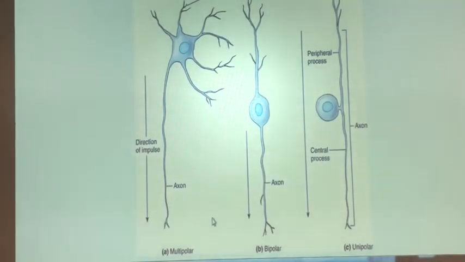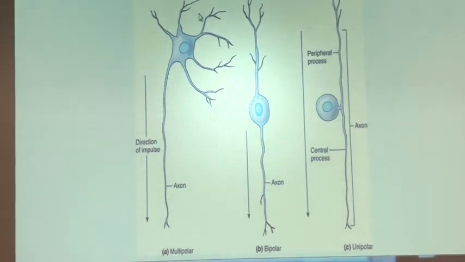Well, there are three general types of neurons. One type of neuron are multipolar neurons. Notice these guys have lots of dendrites. These cells have one axon here. Notice the direction of the impulse is always going to be down the axons.